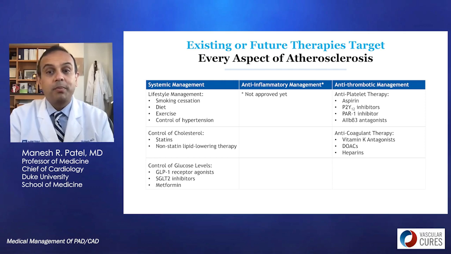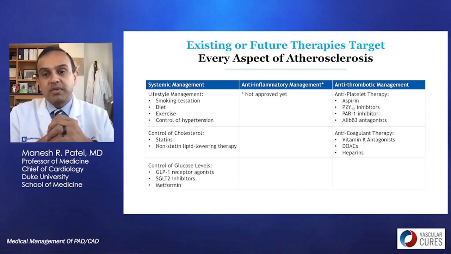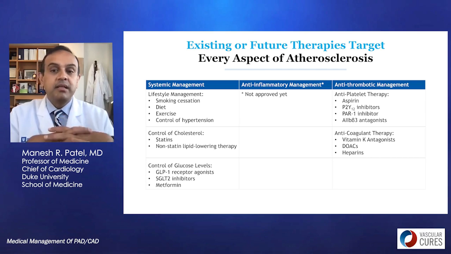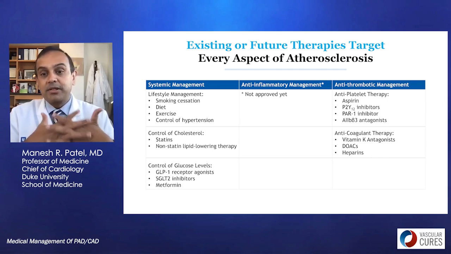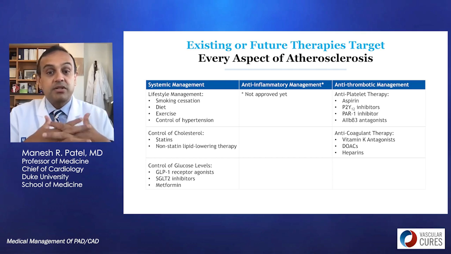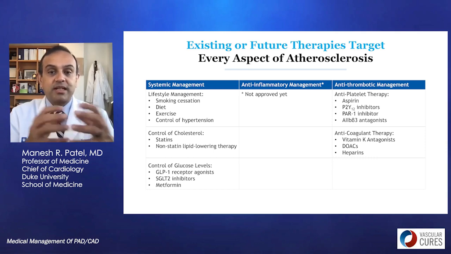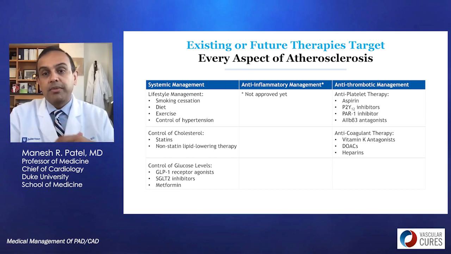Then there are agents called P2Y12 inhibitors: clopidogrel, ticlopidine, ticagrelor. Those types of agents are drugs that inhibit platelet aggregation. There are also PAR1 inhibitors and some other agonists coming. And finally, are there anticoagulants at the right dose? Vitamin K antagonists, warfarin, has been studied, and we're going to talk a little bit about it, and then direct acting oral anticoagulants, the newer agents, the factor 10 inhibitors and others. What do we know about those?